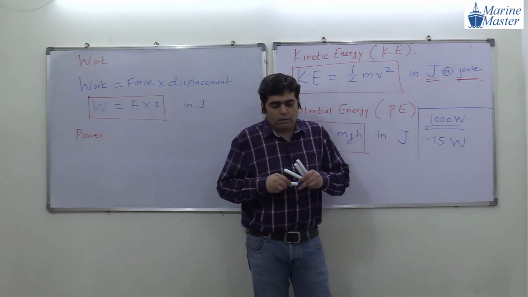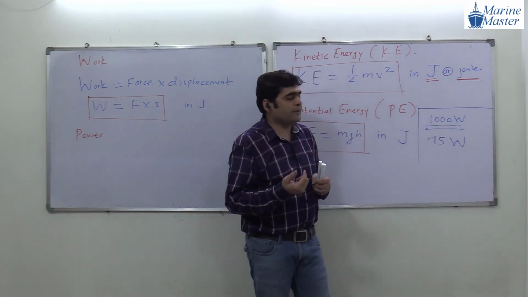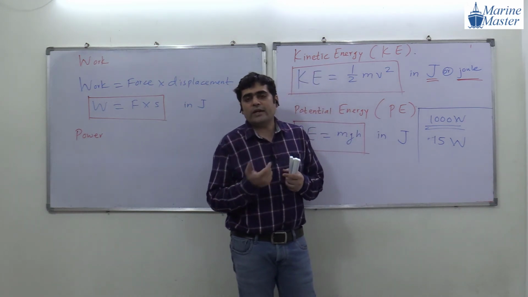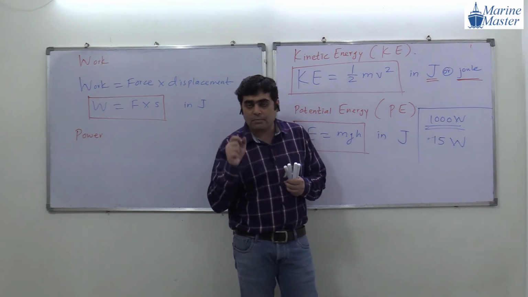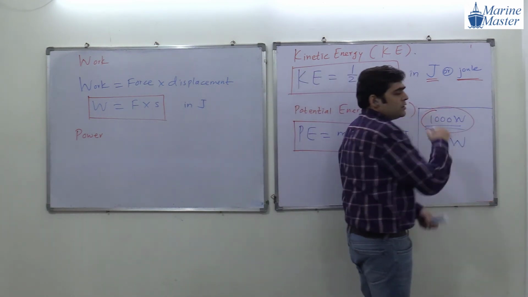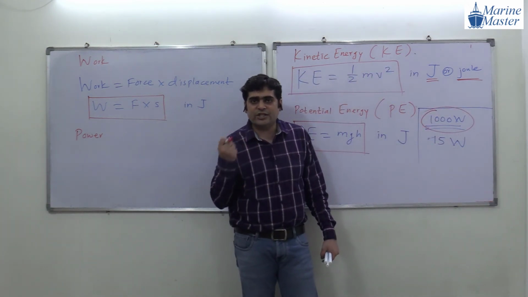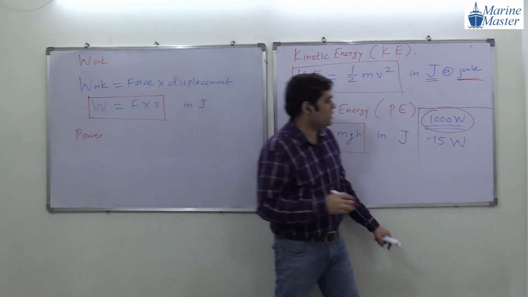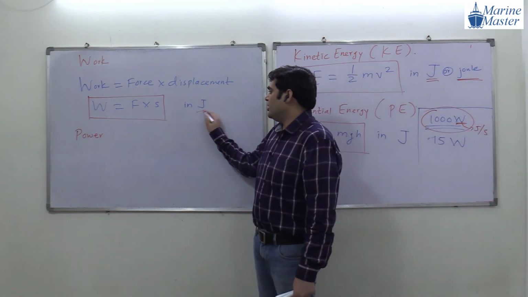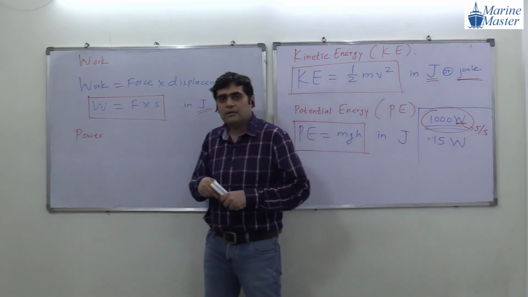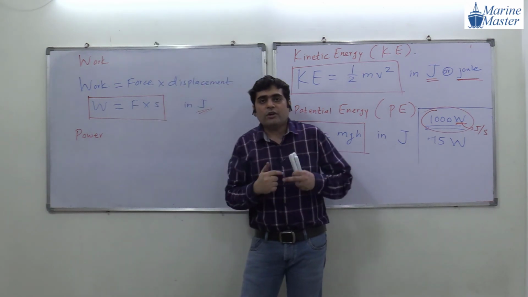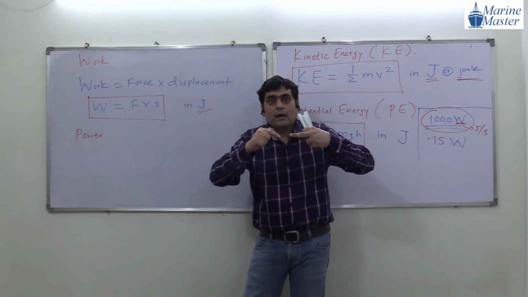1000 watt means the AC is consuming 1000 joule of energy every second. The AC is consuming 1000 joule of electrical work in every second. So watt means joule per second, and joule is the unit of work. So how will we define power? Power is defined as work done per unit time.